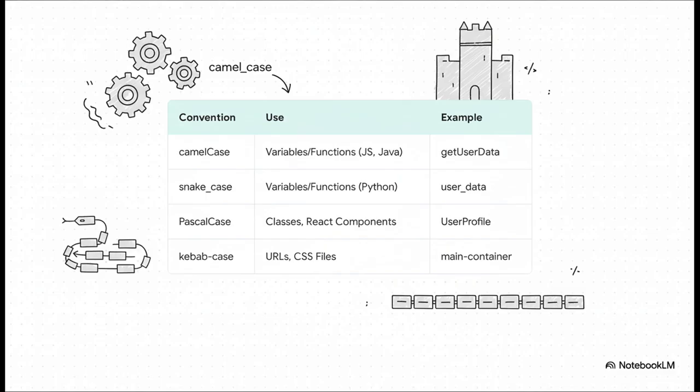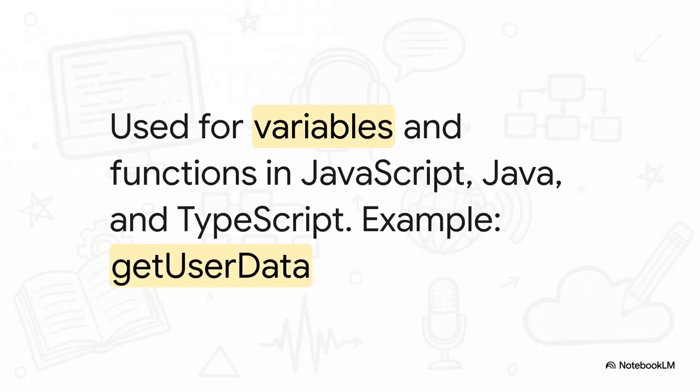So what are these different styles you're going to see out in the wild? Well, here are the big four you'll run into constantly. There's camel case, snake underscore case, Pascal case, and kebab case. Each one looks a little different, and each has its own job. Let's break them down. First up, we've got camel case. You can see why it's called that, right?